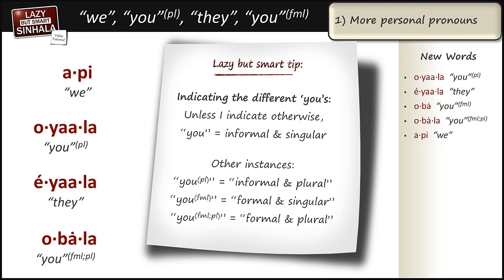Just remember that unless I indicate otherwise, by "you" I will always mean the informal and singular. Then for the other instances of "you", when I indicate PL in small letters, it'll mean informal and plural, FML meaning formal and singular, and FMLPL, which obviously means formal and plural. But don't worry since I won't be using the formal "you" that much.